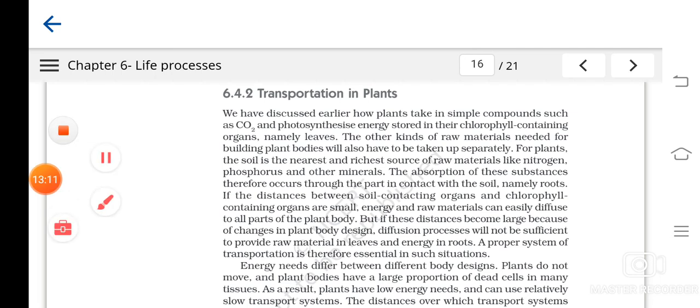So is it clear? So in today's video, I have explained to you about the transportation in plants. I told what all materials have to be transported. It's gases, then water and minerals, and then food materials, isn't it? And the transport of water and minerals from the lower part of the plant to the upper part of the plant is known as what? Ascent of sap.